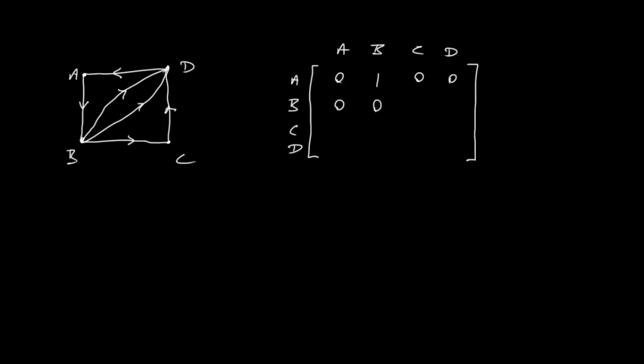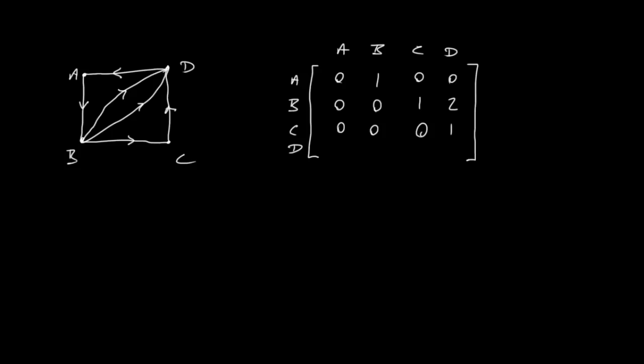B to B, none, there's no loop there. B to C. So now from B to C, the arrow is going in the right direction, so we have one there. And from B to D, we have two. Both of these edges here, or arcs here, are pointing in the right direction, so we can put 2 in there. So from C to A, there are none. From C to B, there are none. The arrow's in the wrong direction. From C to C, none, no loops there. And from C to D, the arrow is in the right direction, so we have 1 there.